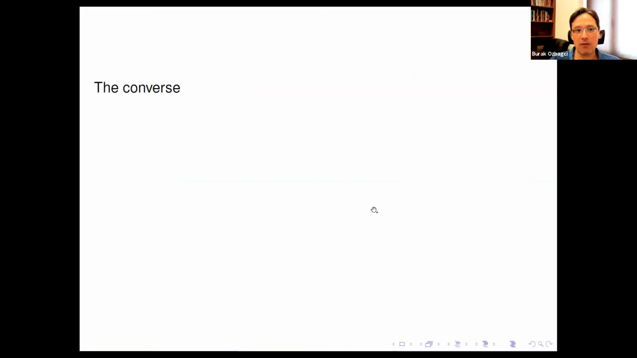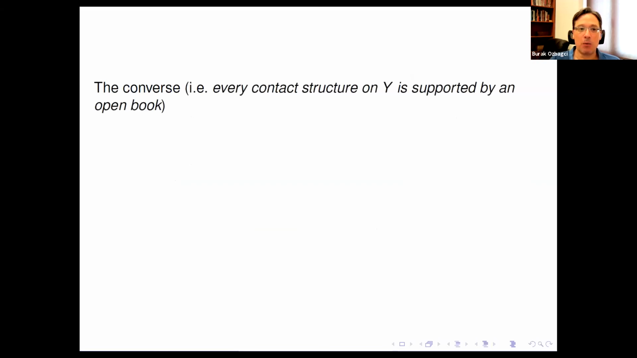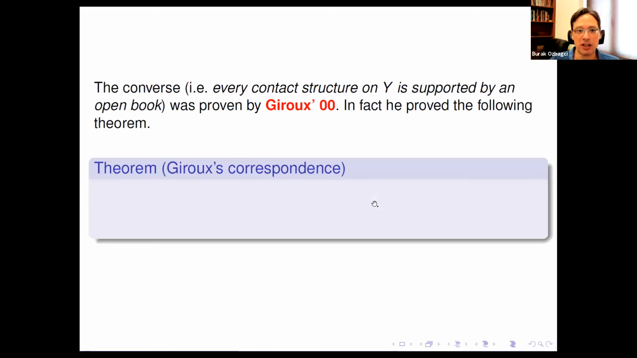The question is the converse, the hard part, which is that every contact structure on Y is supported by an open book. This was proven by Giroux around the turn of the century. This was in the first slide that I referred to as the groundbreaking result in 3-dimensional contact topology. In fact, he proved much more.